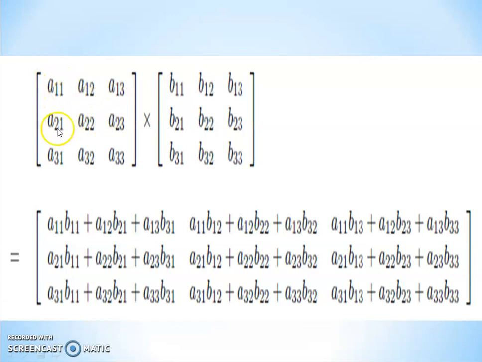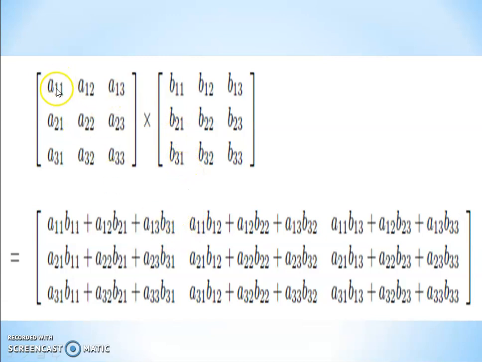A11, A12, A13, A21, A22, A23, A31, A32, A33. 3 rows and 3 columns are there. In matrix B, there is B11, B21, B31, B12, B22, B32, B13, B23, B33. Now, 3 by 3 matrix multiplication is also possible. Each row multiplies each and every column of matrix B. That's how: first row, first column, A11 into B11 plus A12 into B21 plus A13 into B31.